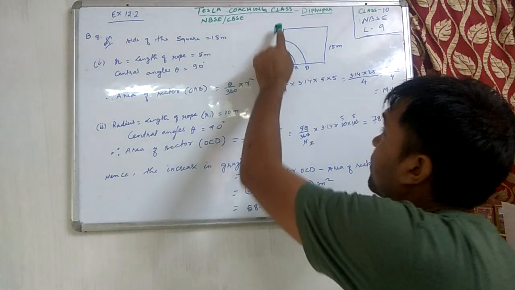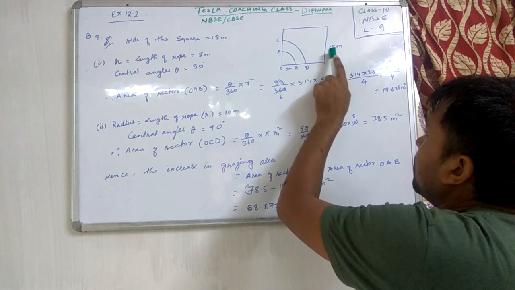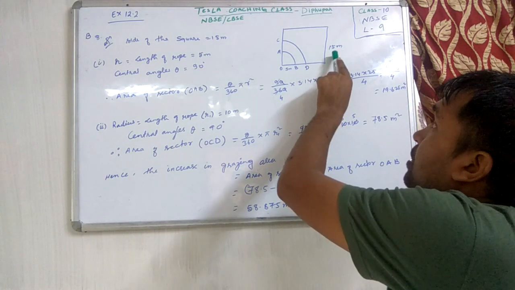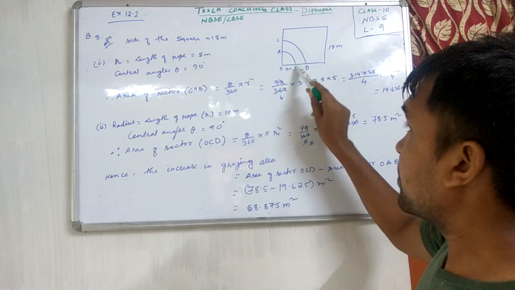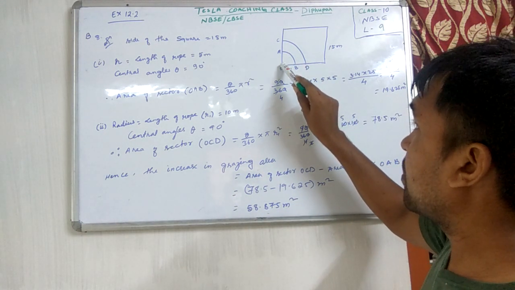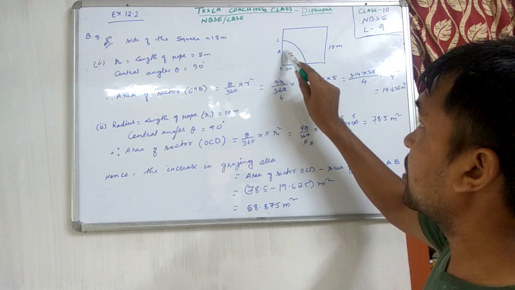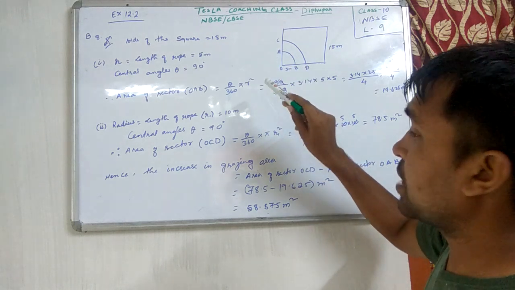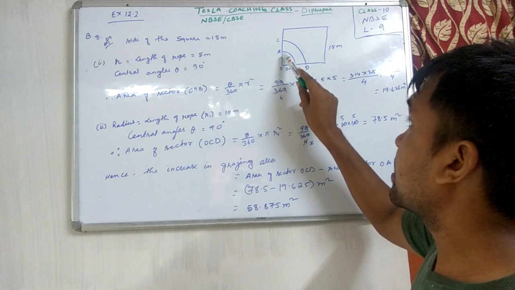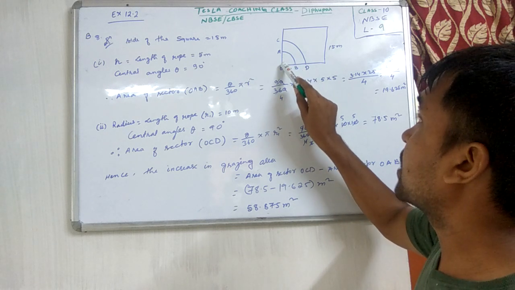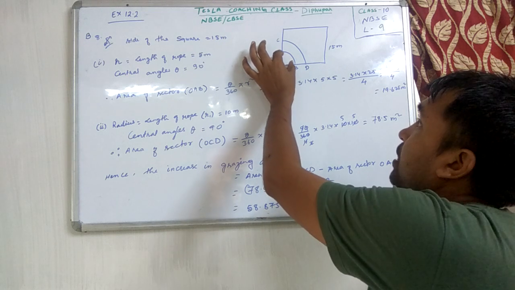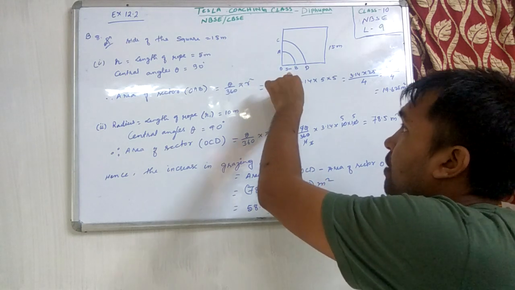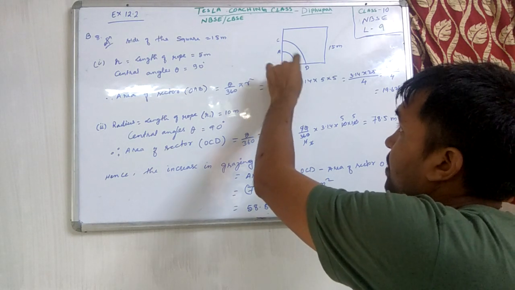First of all, we have drawn a square ground whose side is how much? 15 meter. And this one, A to B: if the horse is tied here, it can graze only up to this, because on this side we are assuming that there is no grass. Grass is only here, so the horse can graze from here till here, right? So that means the radius of this arc, this sector, is how much? 5 meter. So this is the first one.